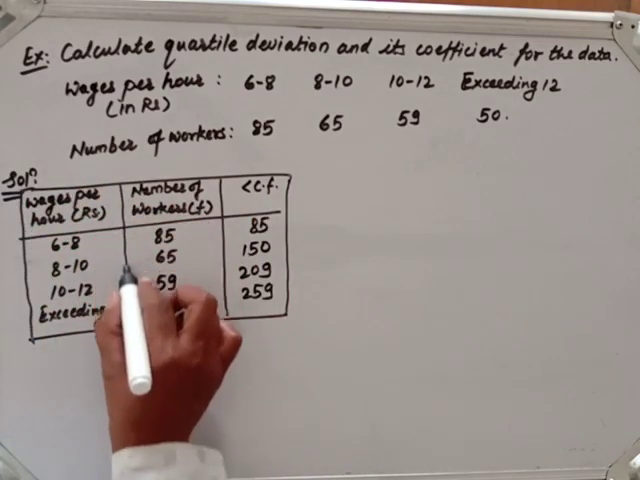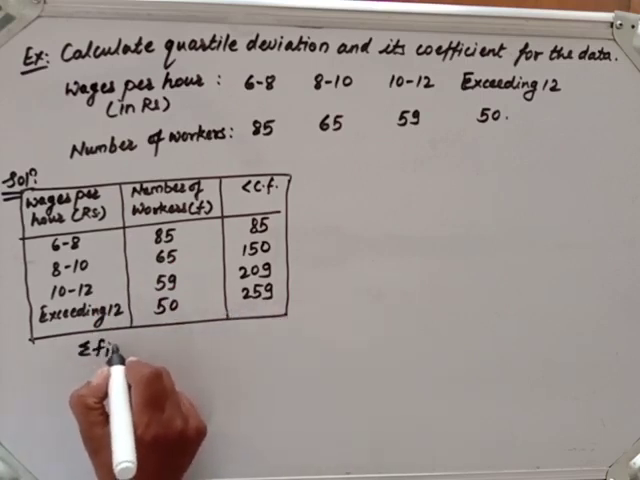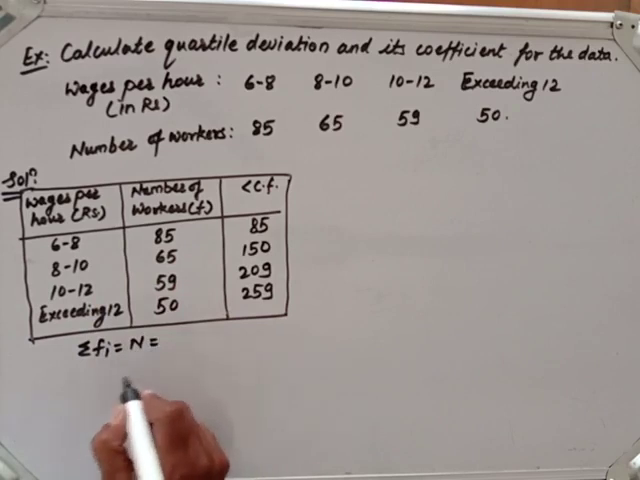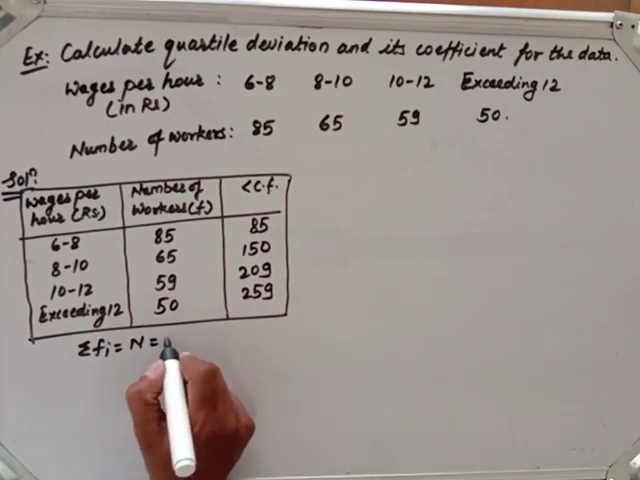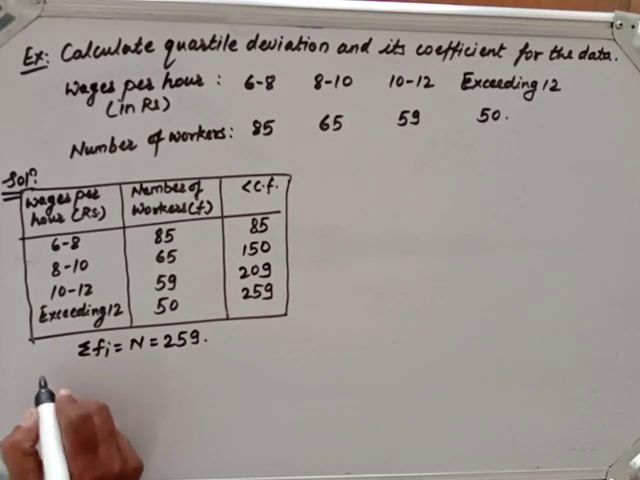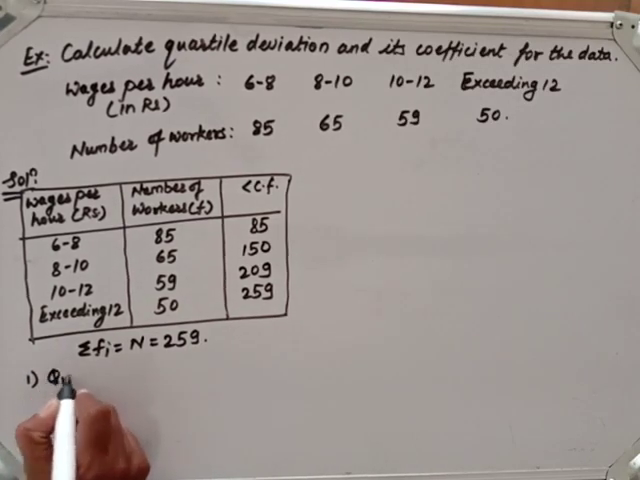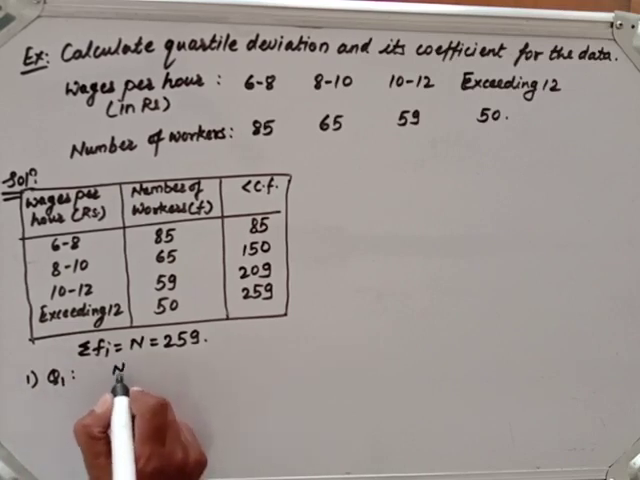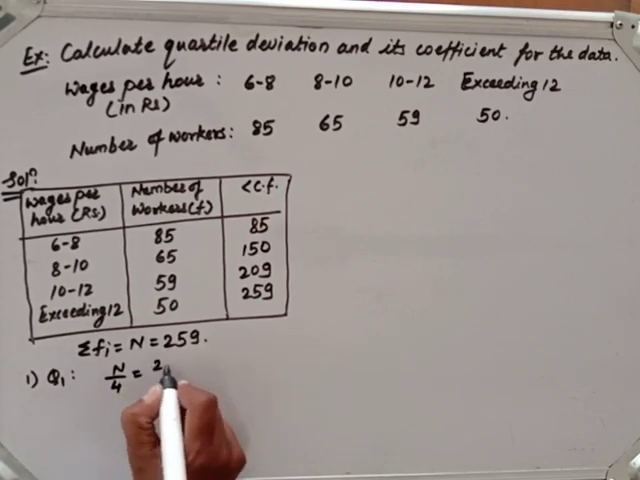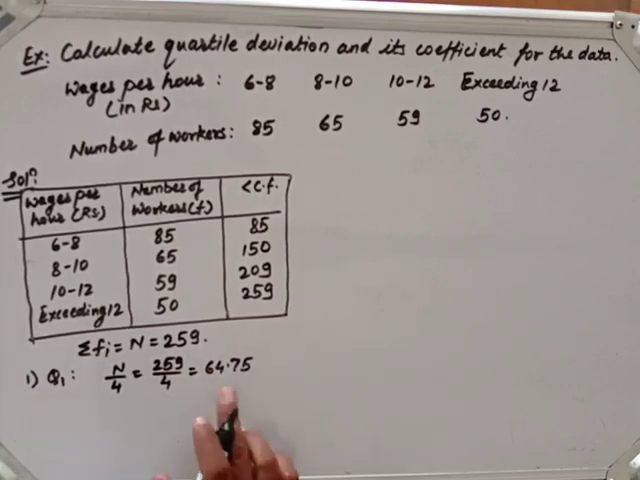Fine. Now from this less than type cumulative frequency we get the summation Fi, that is our capital N, which is required to determine quartiles. It is 259. Total frequency is 259. Now let us determine Q1 first. First of all we need to find N by 4. What is N by 4? 259 upon 4, so it is 64.75.